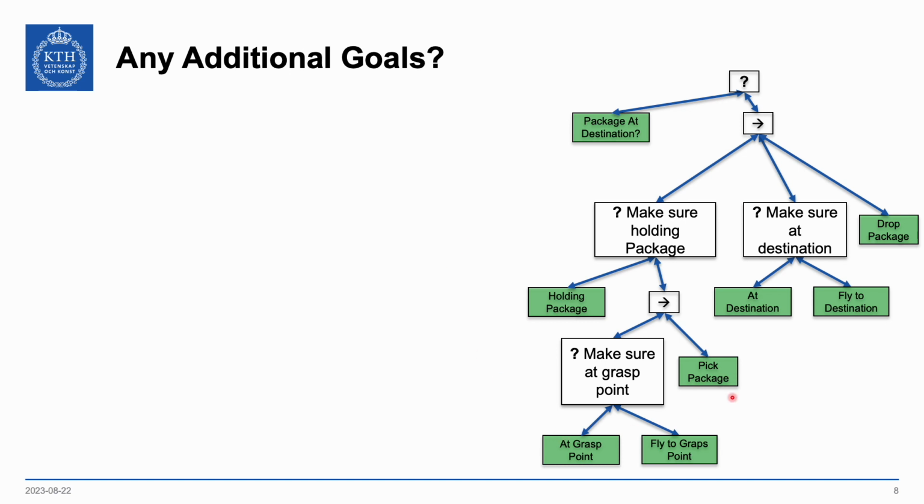So this was what is needed for the drone to get the package to the destination. But then you might ask, over a mission like this, are there any additional goals? We saw that the drone went back to recharge when needed, but it also went to recharge when the mission was complete. And there might be other things. So what are reasonable goals for such a mission?